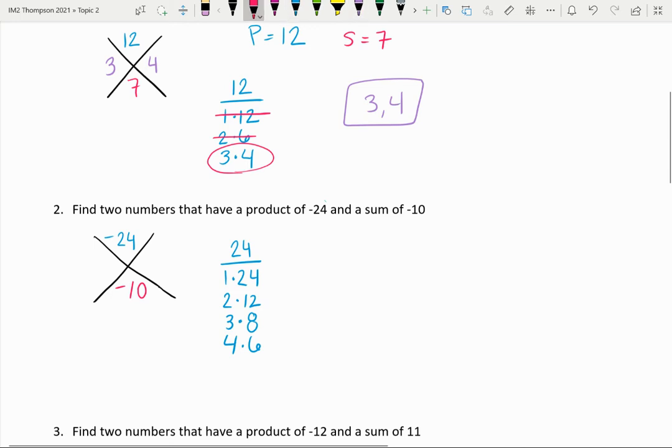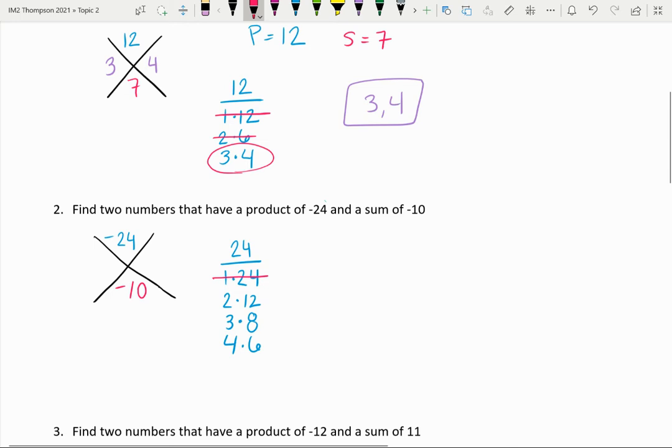Now I'm going to go through because I'm looking for numbers that add or subtract to 10. So I'm going to go through each pair and add and subtract. 1 plus 24 is 25. I subtract, I get 23. That's not 10.